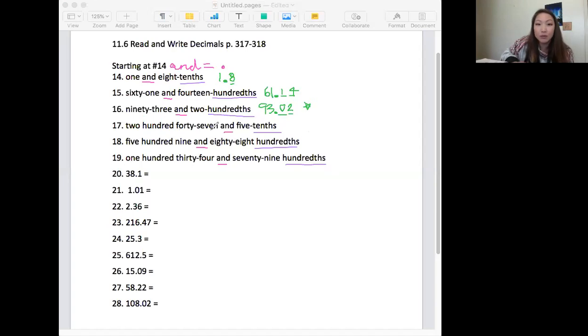We have 247, so we know how to write 247. And write the decimal, 5 tenths. Tenths means there's 1 place value, and it says 5 in that place value, so it's good. 509. So make sure you're not writing 590. It's 509. And 88 hundredths. Okay, 88 hundredths. Alrighty.